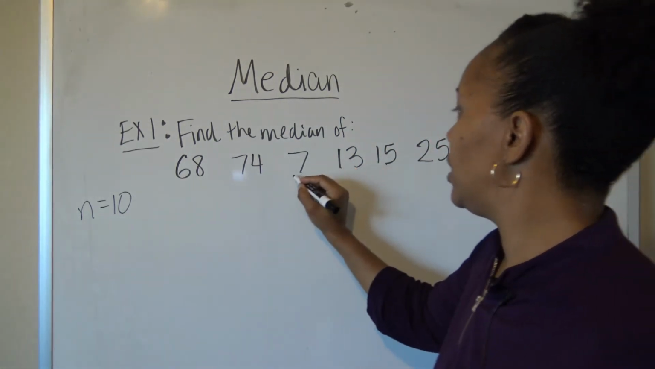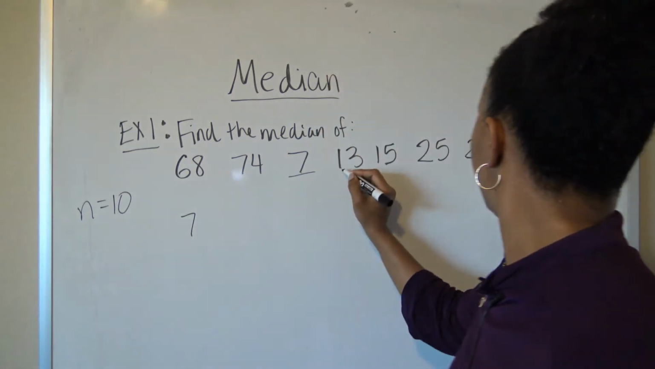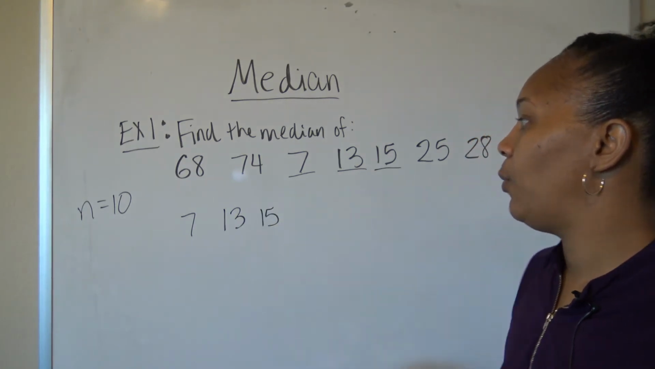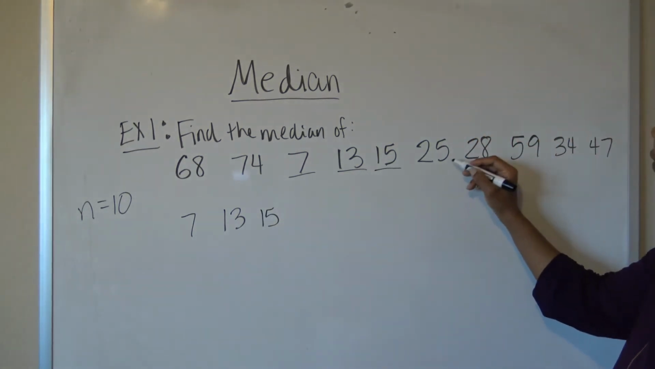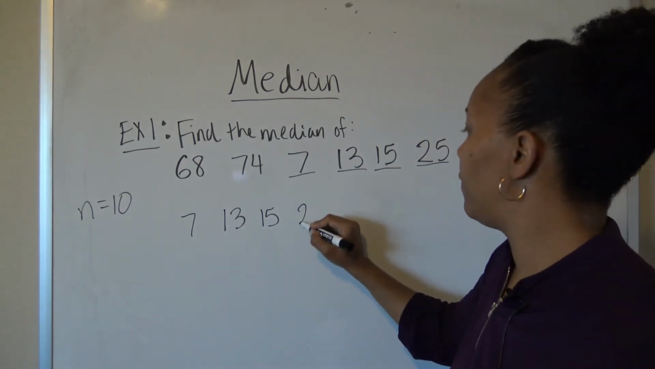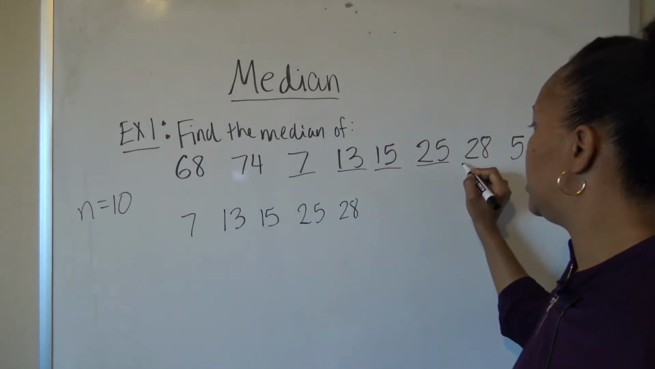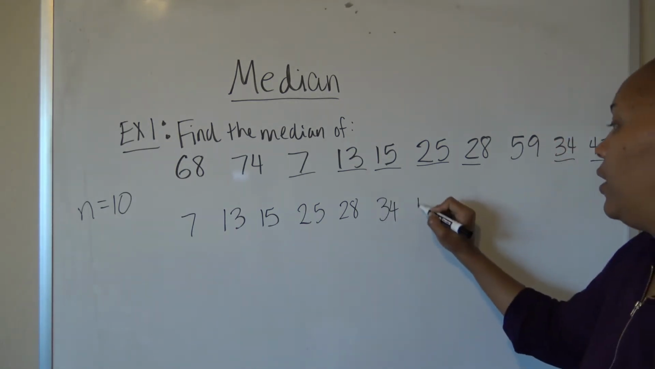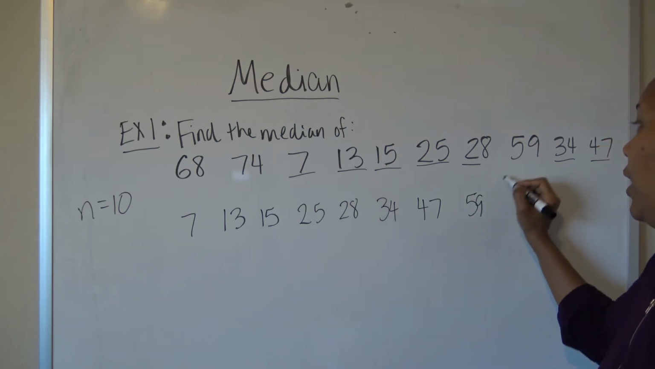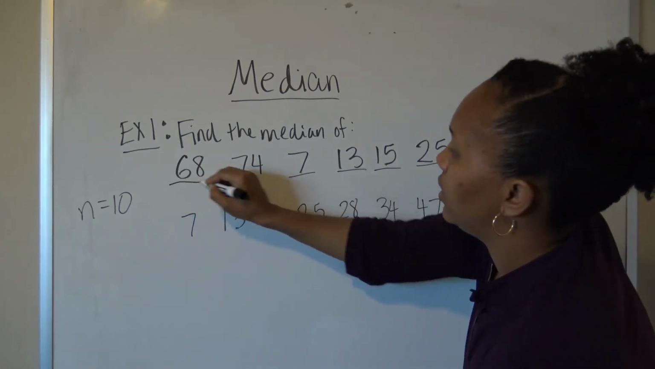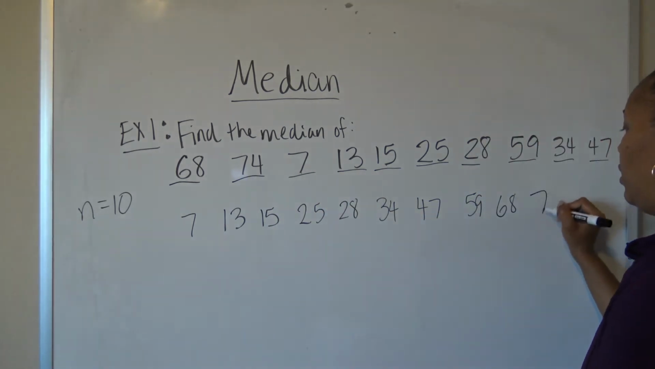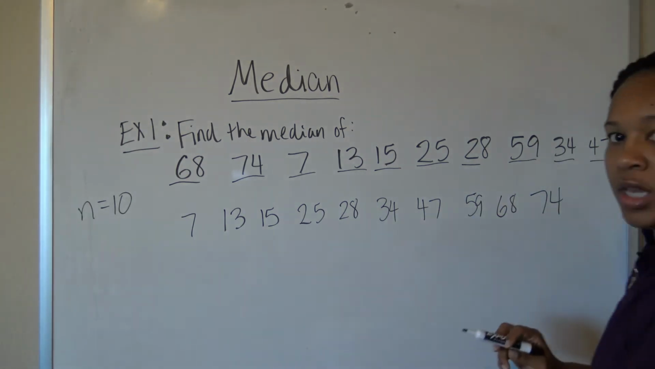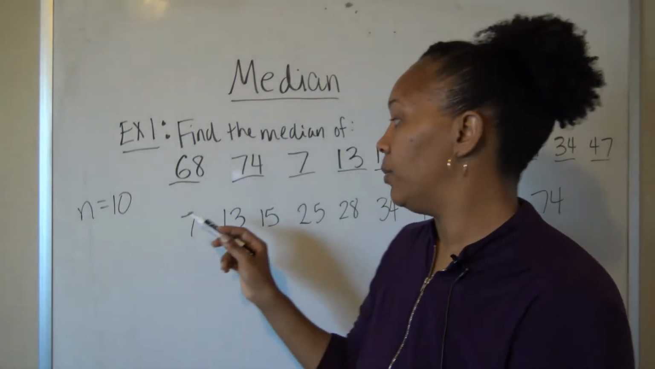So our smallest number would be 7, then it looks like 13, then 15. Again, I'm underlining, that way I know I have all of my numbers. After 15, it would be 25, then 28, 34, 47, 59, 68, and 74. And so let me count and make sure I have all 10. 1, 2, 3, 4, 5, 6, 7, 8, 9, 10. Yes. So that would be the numbers in order.